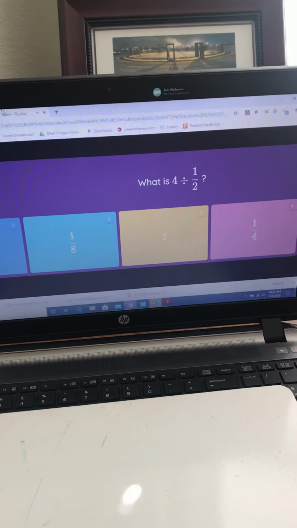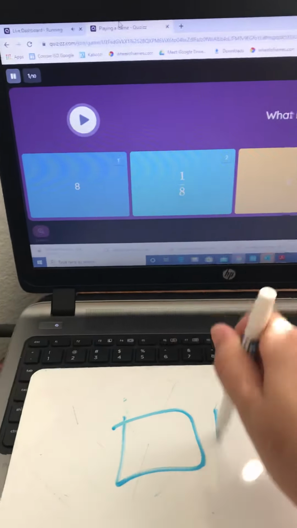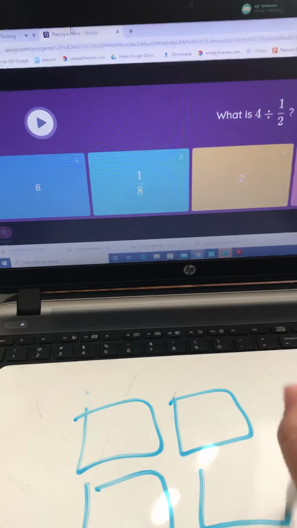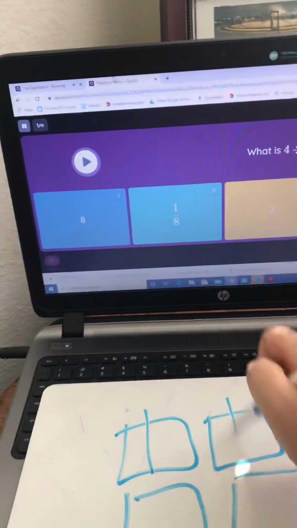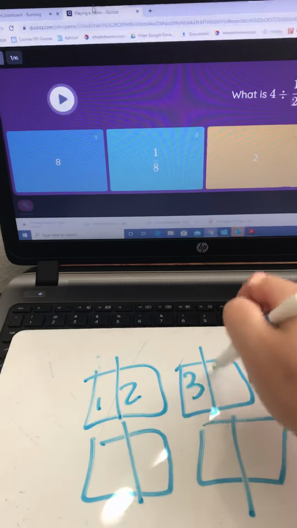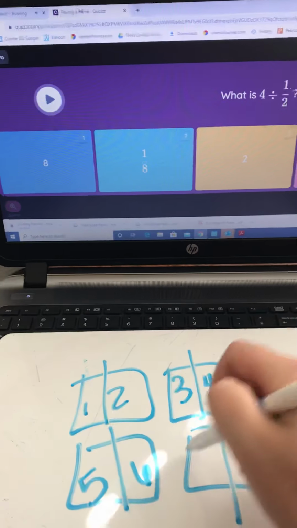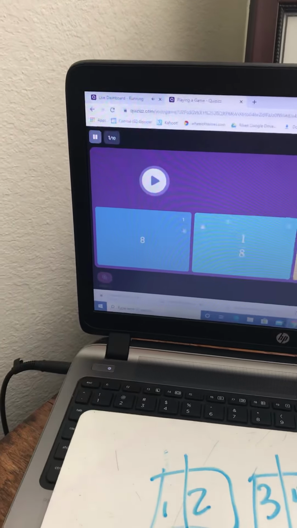Our first question, what is 4 divided by 1/2? And I'm going to draw a model to help us. So that would be 4 wholes. You can draw 4 squares, 4 circles, 4 rectangles. We're going to divide or cut each into half. And how many pieces do I have? 1, 2, 3, 4, 5, 6, 7, 8. So our quotient is 8.